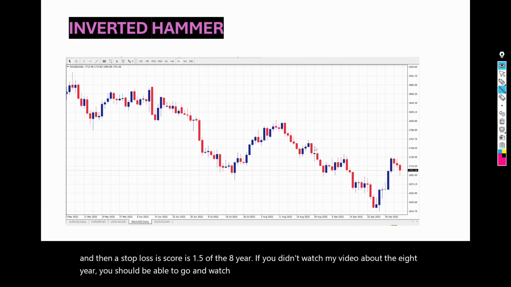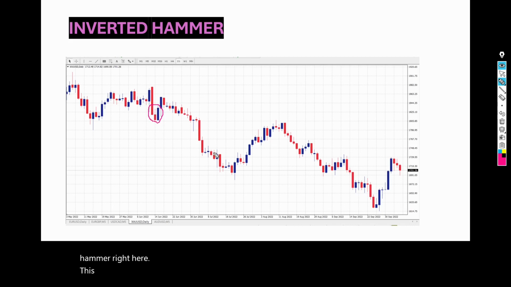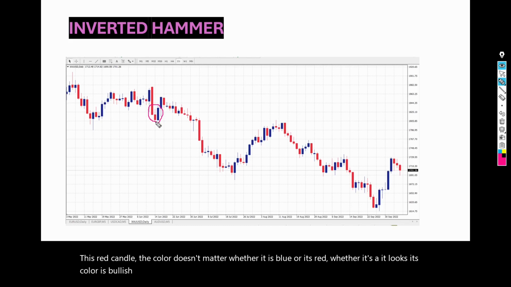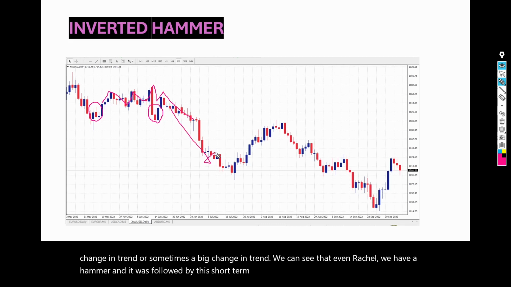Okay, so when you look at the chart right here, again, we can try to look for more inverted hammers and see what happened. So we have an inverted hammer right here, this red candle. The color doesn't matter. Whether it is blue or red, whether its color is bullish or bearish, it doesn't matter. As long as it is an inverted hammer, we expect a small change in trend or sometimes a big change in trend. We can see that even right here we have a hammer, and it was followed by this short-term consolidation, so the trend continued.